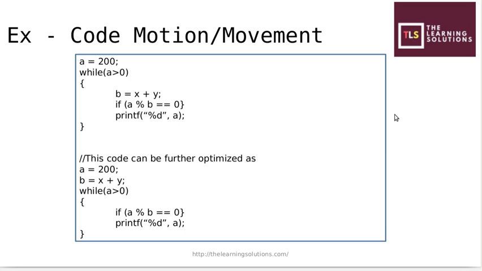One more example is presented. Look at the value of a equal to 200, then while a is greater than 0, b equal to x plus y. So this b equal to x plus y is not at all required. No x value or y value is used in the further statements. However, b is used, but b can be computed once and it can be used. So b equal to x plus y. If a mod b equal to 0, printf %d a. So this b equal to x plus y is not affecting this statement. It can be kept outside.